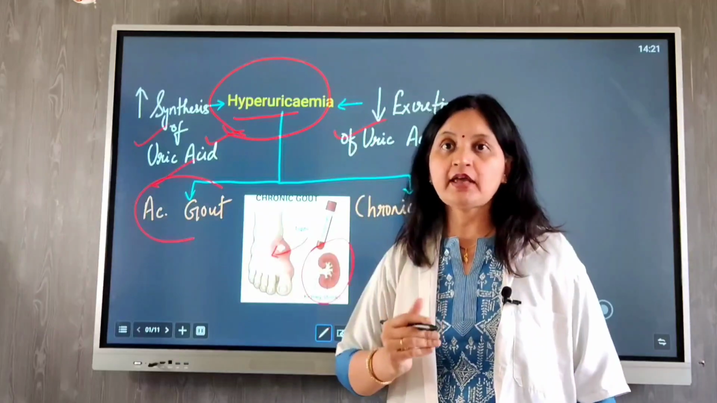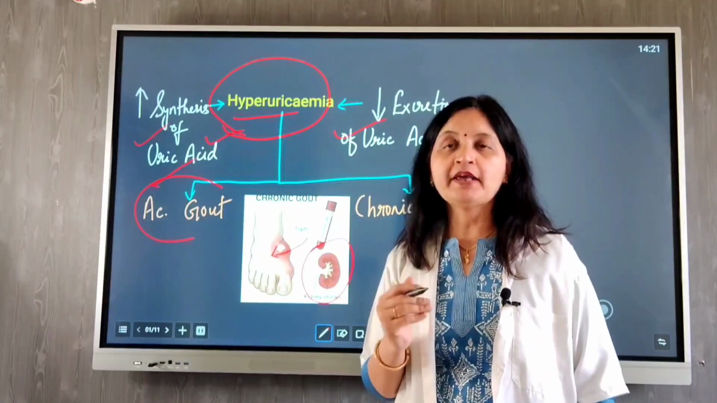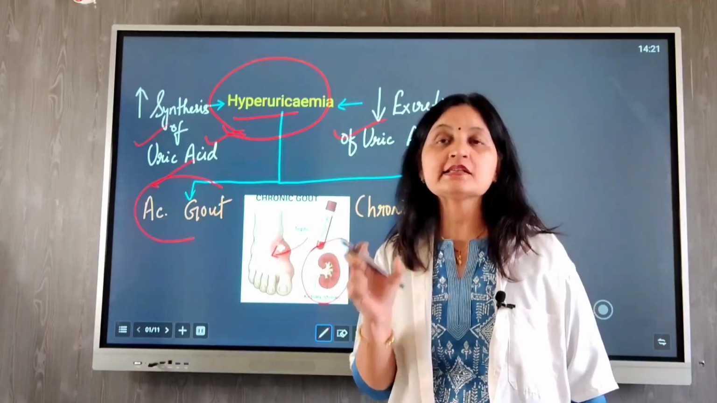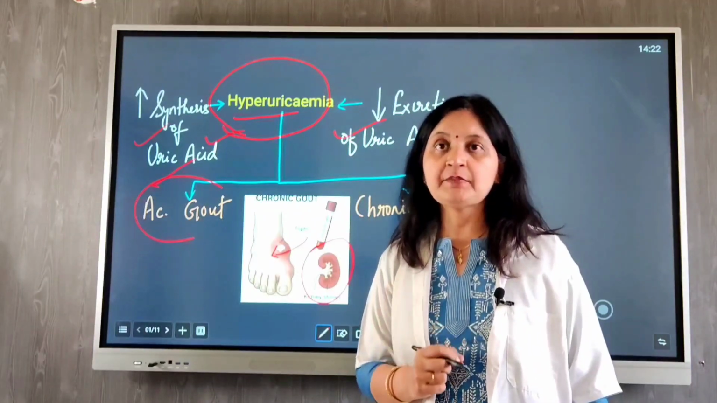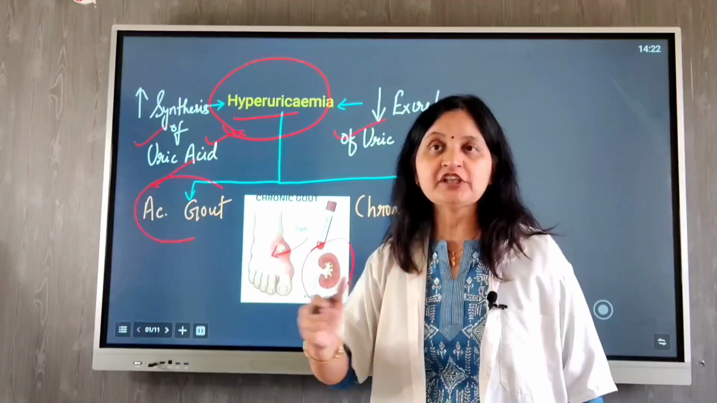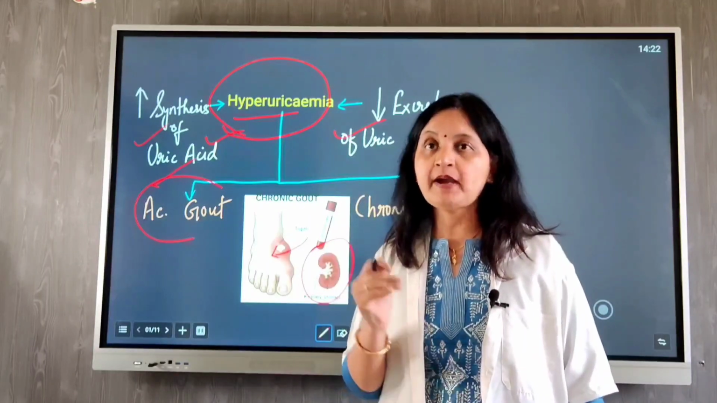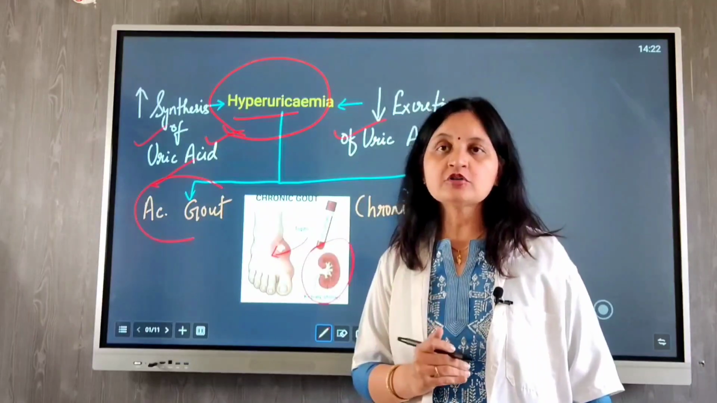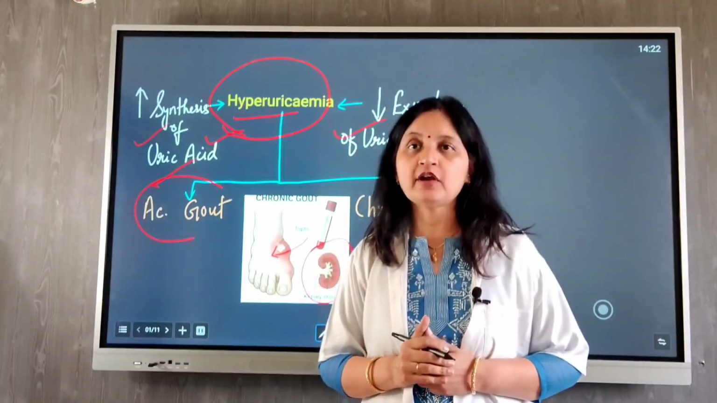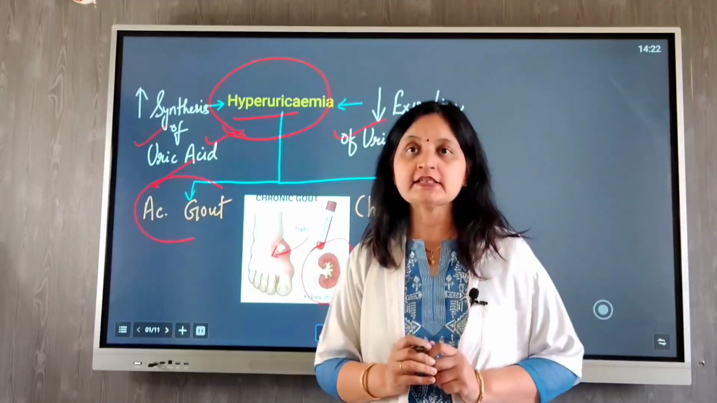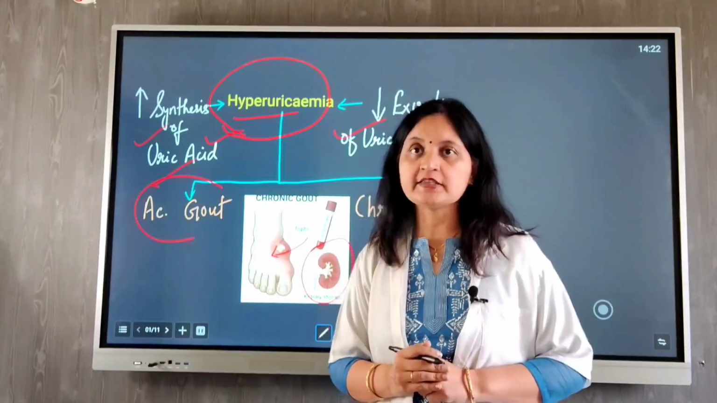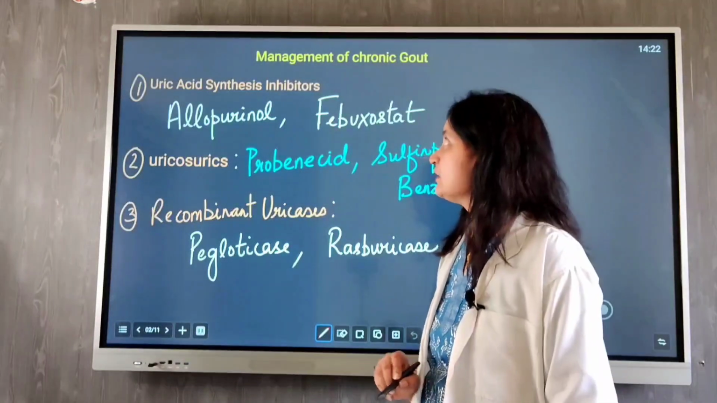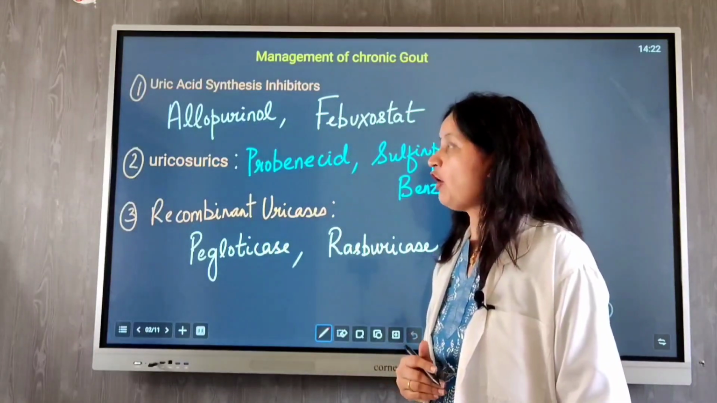So hyperuricemia can be controlled by using drugs that decrease uric acid synthesis, or uric acid synthesis inhibitors. Hyperuricemia can also be controlled by increasing the excretion of uric acid in urine by the kidneys. So there are uricosuric drugs. And also there is a third class of drugs known as recombinant uricases that oxidize uric acid. So we will be dealing with each of these classes in detail. So let's see what is the management of chronic gout.